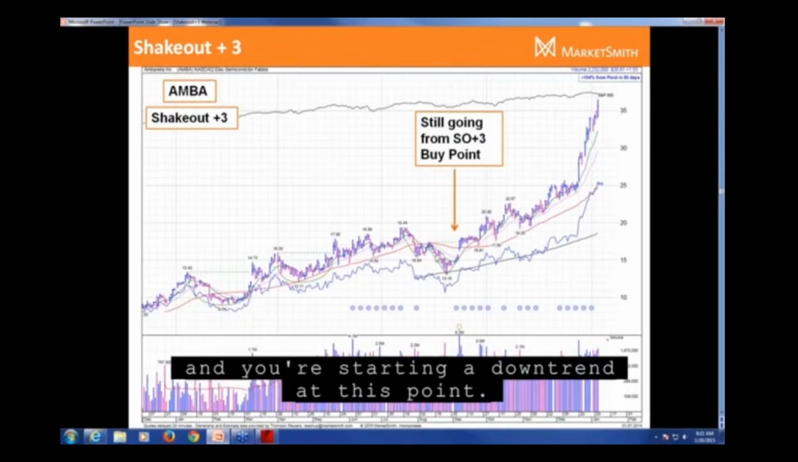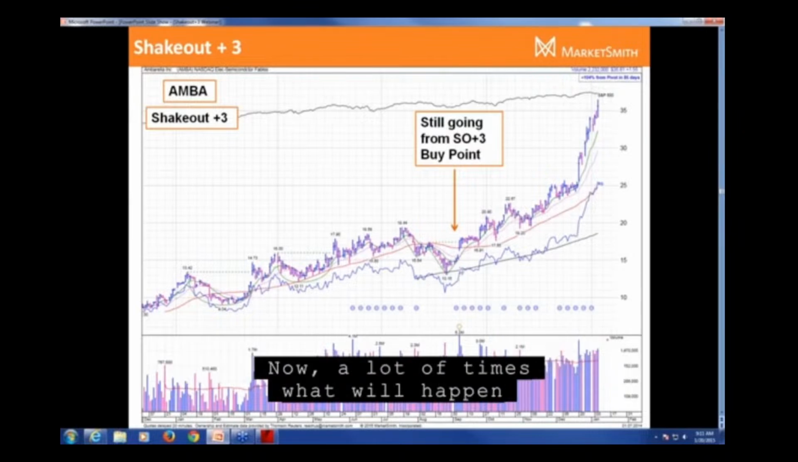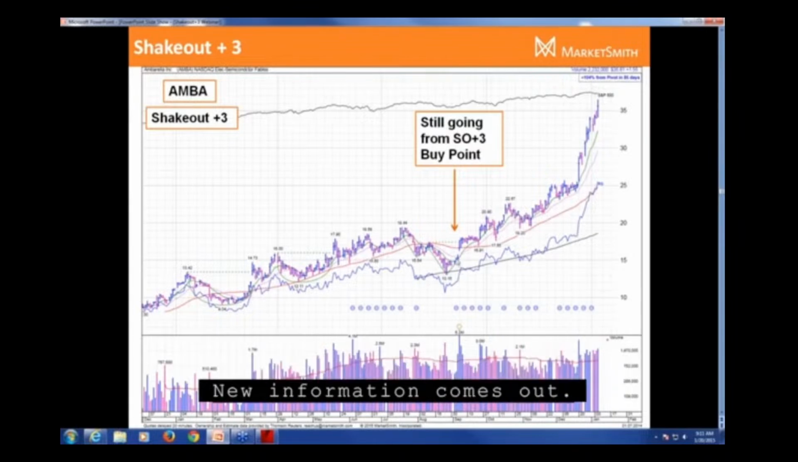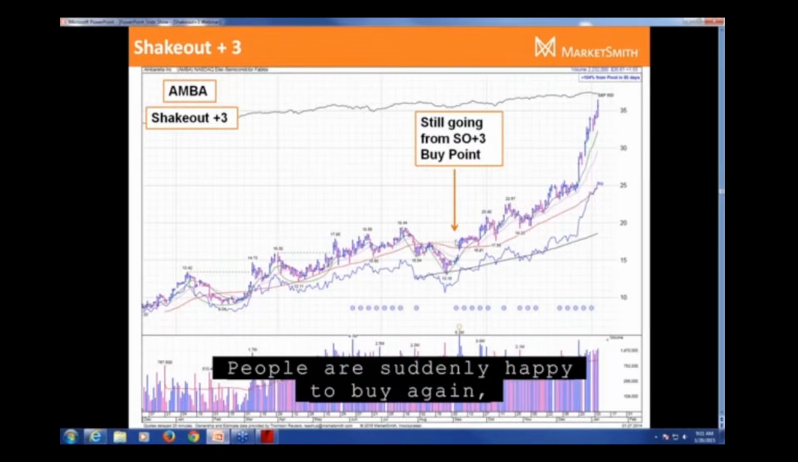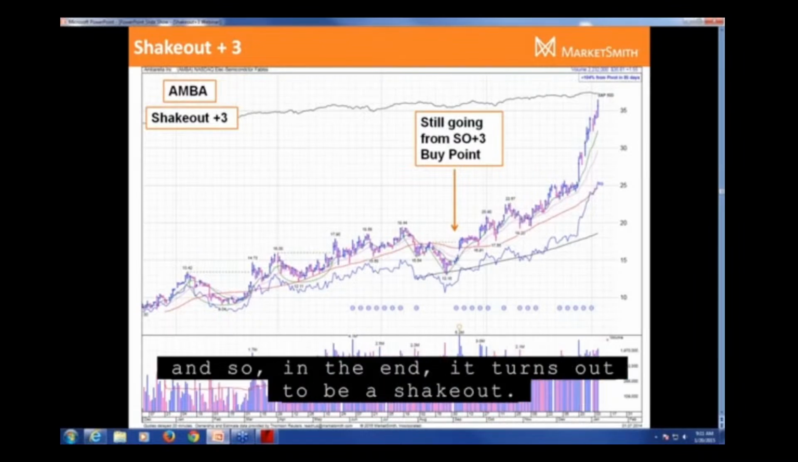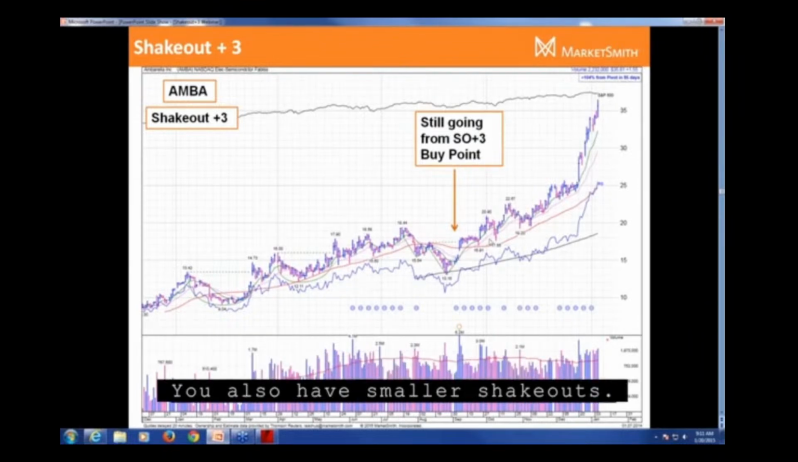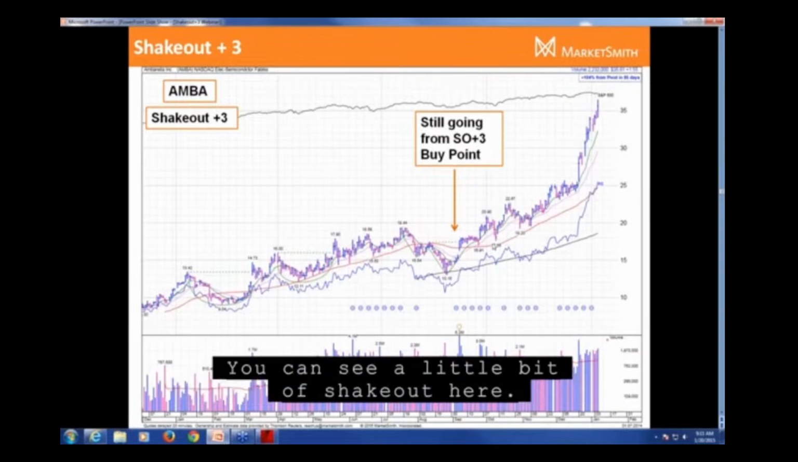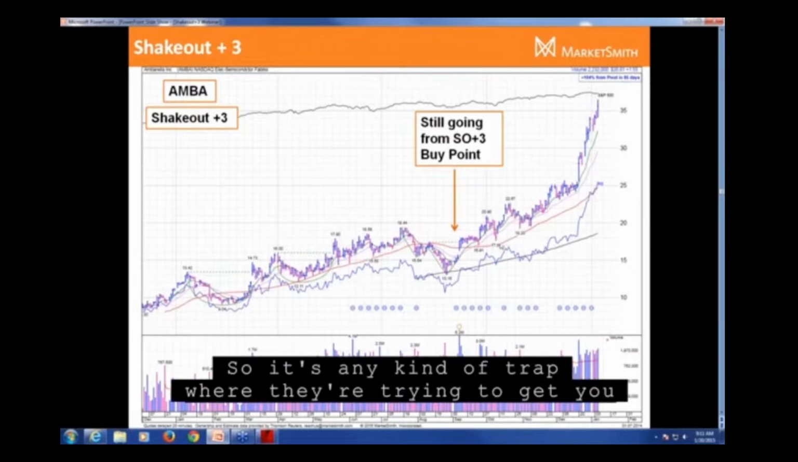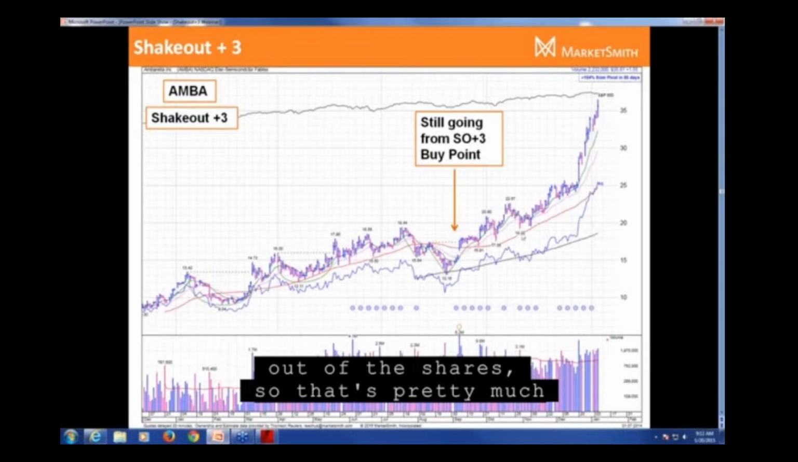You're starting a downtrend at this point. Now, a lot of times what will happen is this comes out to earnings, new information comes out, people are suddenly happy to buy it again. And so in the end, it turns out to be a shakeout. This is a little bit of a long, a few week shakeout. You also have smaller shakeouts. You can see a little bit of shakeout here. So it's any kind of trap where they're trying to get you out of the shares. So that's pretty much as simple as I can make it. You're getting shaken out of your shares.